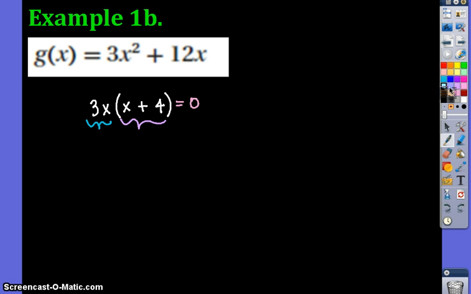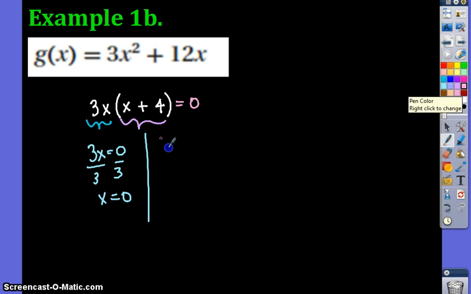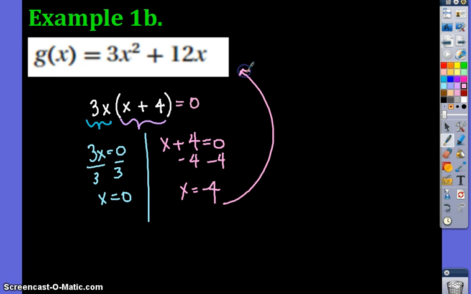All right, so let's try this. 3x equals 0. So we divide by 3, divide by 3. And 0 divided by 3 is 0. The other one, when will that be 0? x plus 4 equals 0. Take 4 away, take 4 away. x is negative 4. You could check this again by subbing these numbers back into the original equation. You should get 0. Or you can graph the original equation and check where your zeros are.